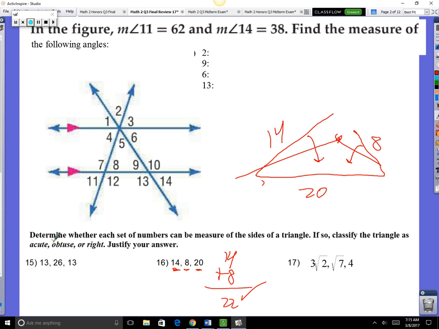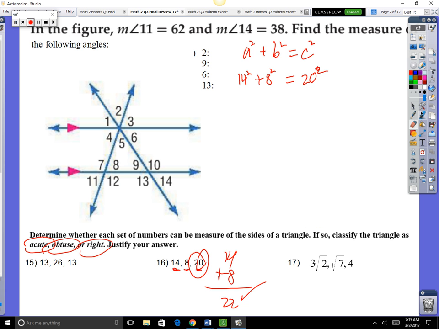So now the question is, what kind of a triangle will they make? Will they make an acute, an obtuse, or a right? To figure out what kind of a triangle they make, let's use the Pythagorean theorem. a squared plus b squared, and let's see if it's equal to c squared. c is always the biggest, so c is going to be my 20. So let's go 14 squared add 8 squared, and let's see if it is really equal to 20 squared.